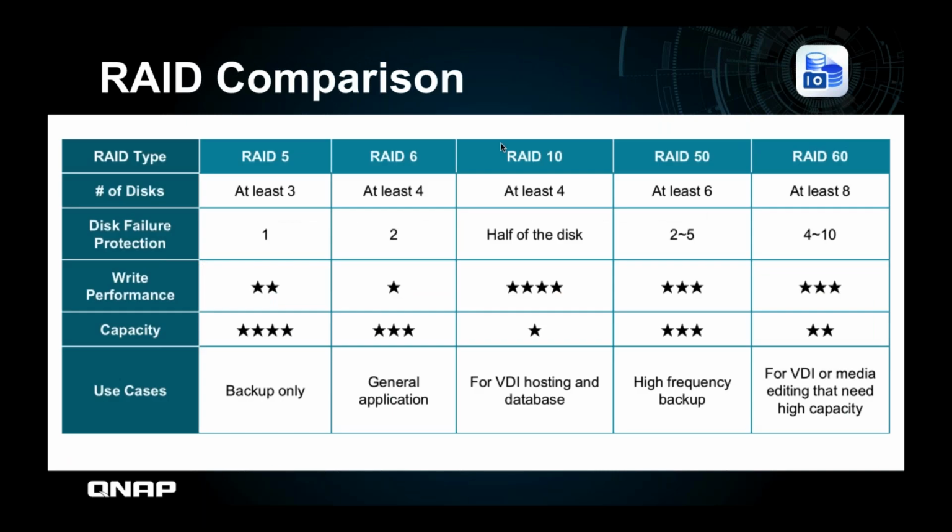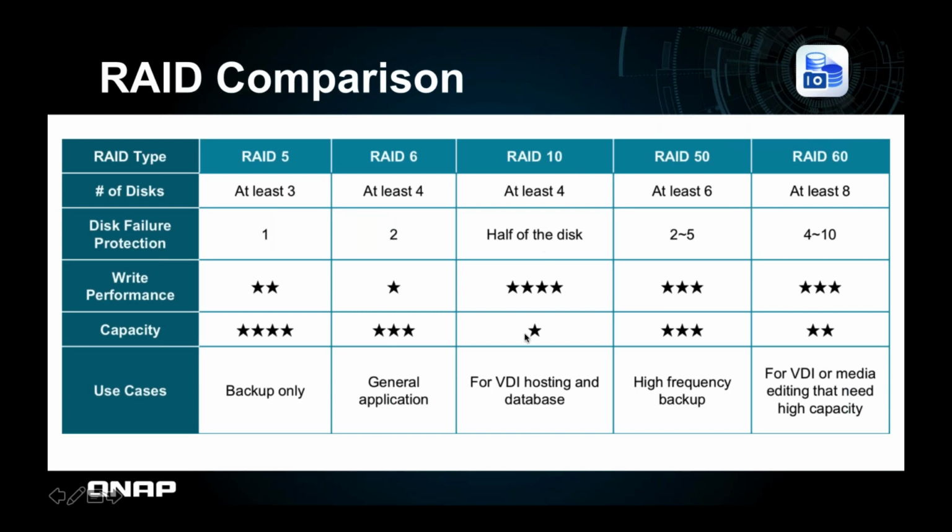This is kind of a comparison of our RAID groups, how they might perform. So RAID 5 needs at least three disks. RAID 6 needs at least four. RAID 5 lets you have at least one disk failure. The capacity on RAID 5 is very good because it only costs you one disk worth of storage. RAID 6 costs you two disks worth of storage, so the capacity is a little bit less. RAID 5 has a little better performance than RAID 6.